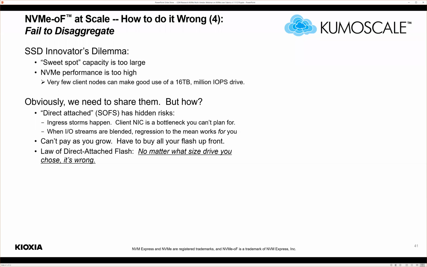And when you blend IO streams from many, many different applications, you get kind of regression to the mean. The chances that they're all going to be in a worst case IO storm at the same time are very, very low. And so, you know, the law of large numbers works for you if you disaggregate storage.